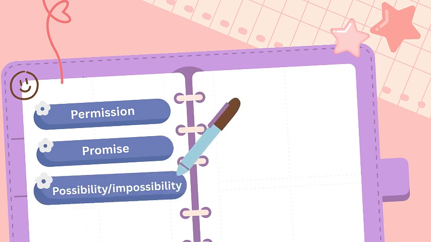Next, expressing possibility and impossibility. What does it mean to express possibility or impossibility? Possibility means something may happen or could be true, but impossibility means something cannot happen or is definitely not true. To express possibility, we use might or can, but to express impossibility, we can use cannot or might not.